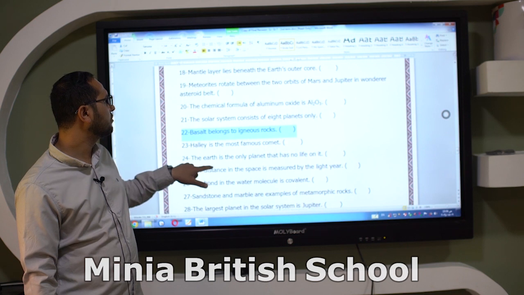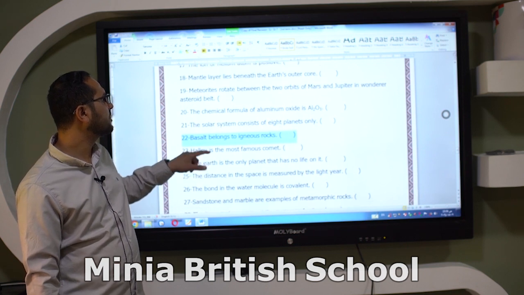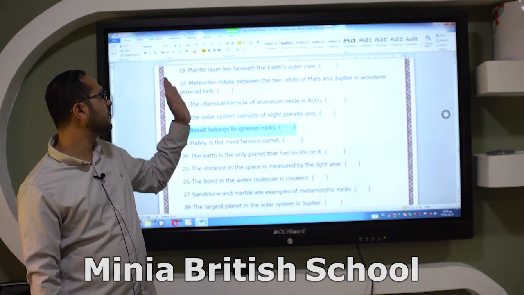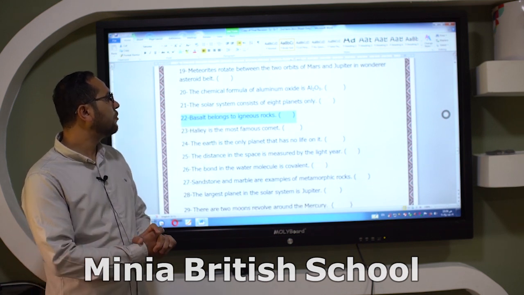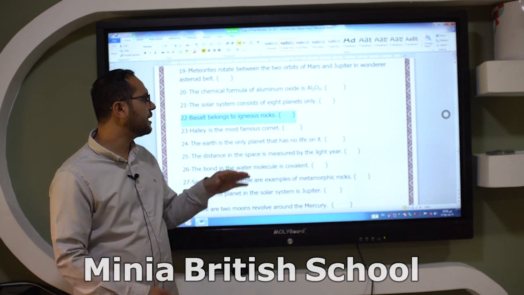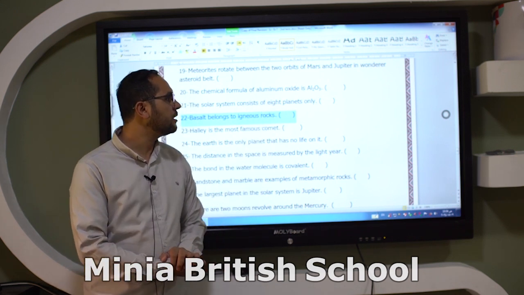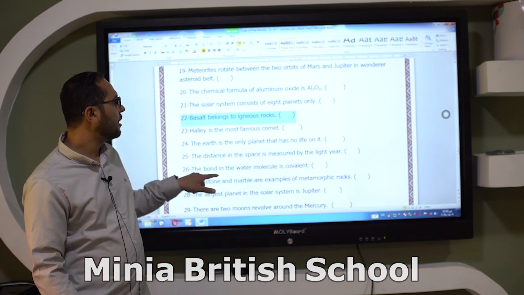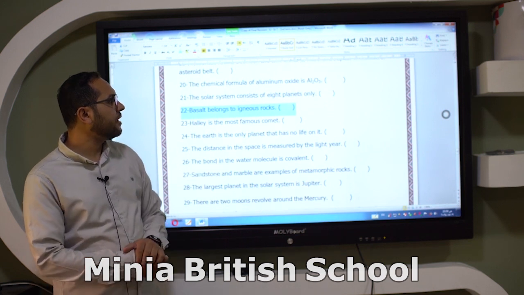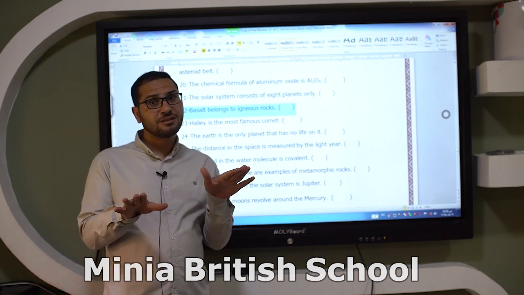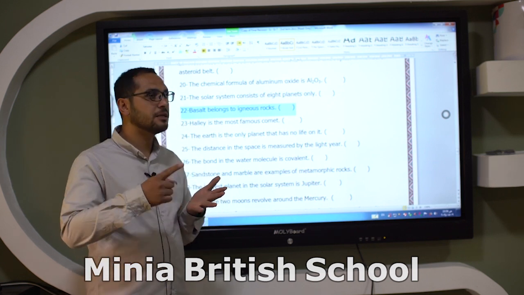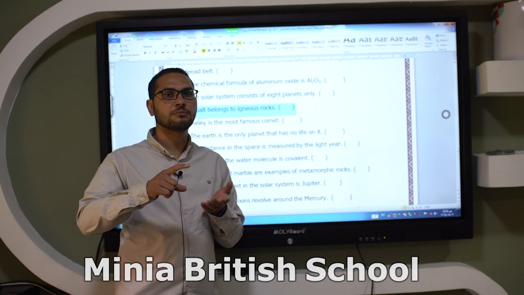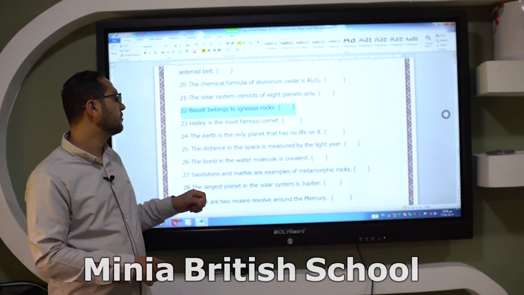Meteorites rotate between the orbits of Mars and Jupiter in the asteroid belt. This is wrong. Asteroids is the correct answer, the asteroid belt. The chemical formula of aluminium oxide is Al2O3. Yes, this is correct. The solar system consists of 8 planets only. No, it consists of the Sun, 8 planets, moons, comets, meteorites, and meteors.